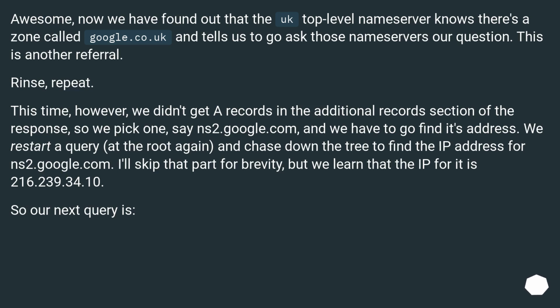Awesome, now we have found out that the UK top-level name server knows there's a zone called google.co.uk, and tells us to go ask those name servers our question. This is another referral. Rinse, repeat. This time, however, we didn't get A records in the additional records section of the response, so we pick one, say ns2.google.com, and we have to go find its address.